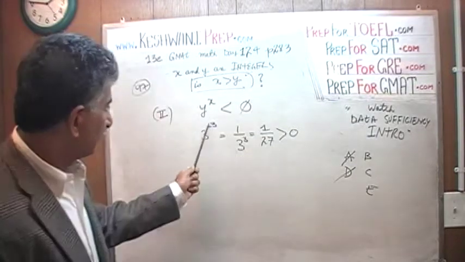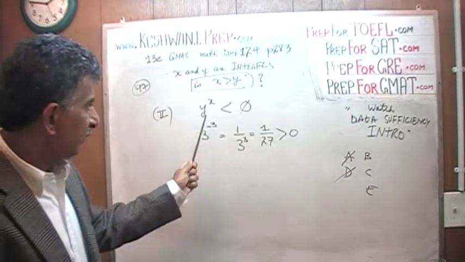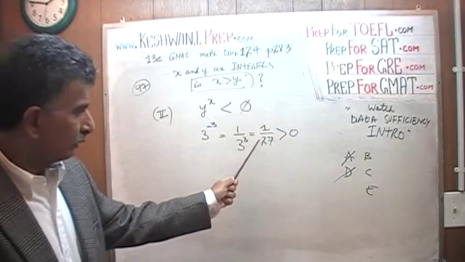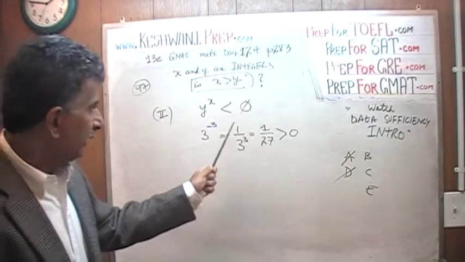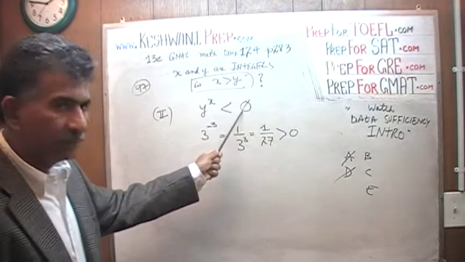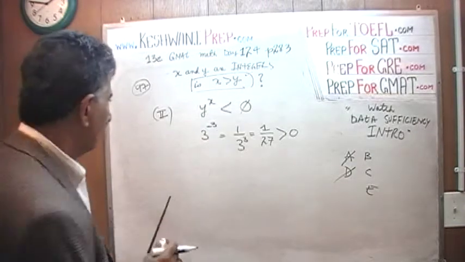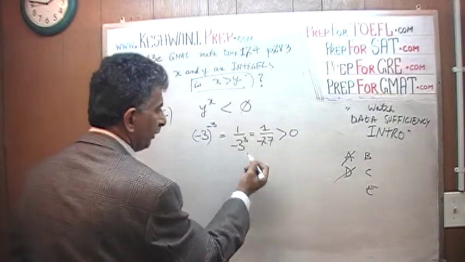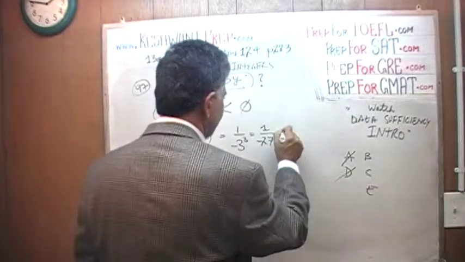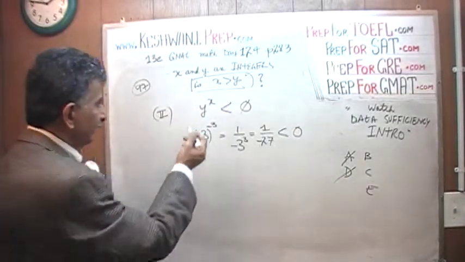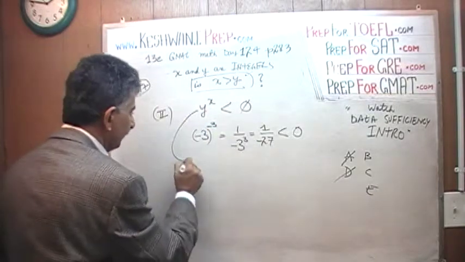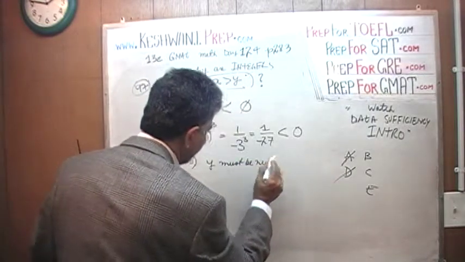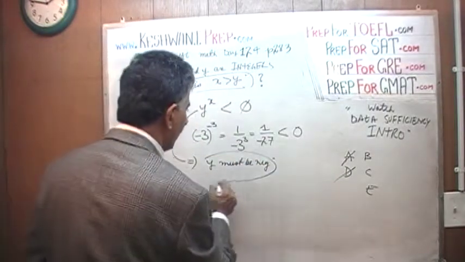Just because some number is raised to a negative power does not make the quantity itself negative. The quantity is still positive. So how can we have y raised to x less than 0? The only way we can have that is if the number that is being raised is also negative. Then we end up with 1 over negative 27, which is less than 0. So the fact that y raised to x is less than 0 implies that y must be negative.